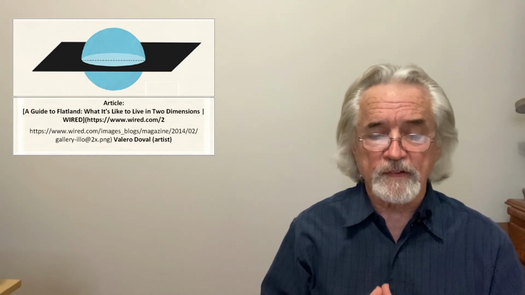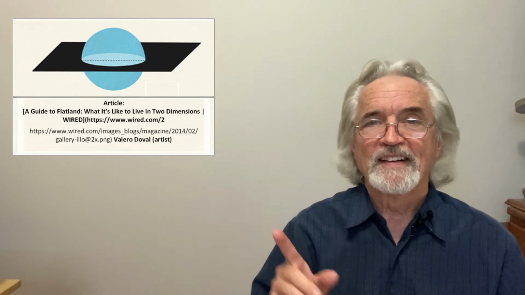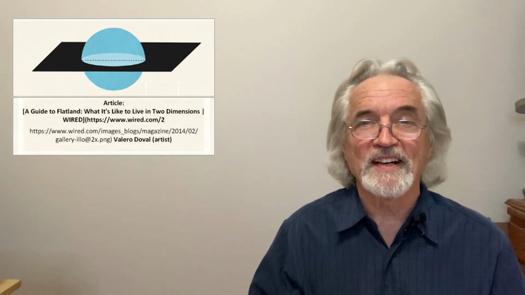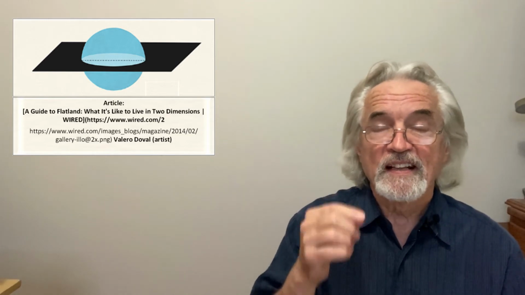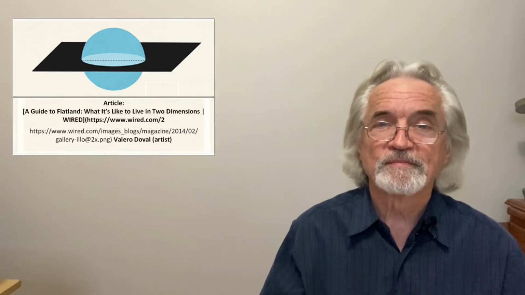Now here you see an image from an article referenced there, A Guide to Flatland: What's It Like to Live in Two Dimensions. You see that picture there. So what you have is a flat plane, and the idea is that these higher dimensional creatures are three-dimensional, and they can move through that flat plane, through the up-down dimension that the Flatlanders don't have. There you see the idea that there must be an up and down dimension that the Flatlanders are missing.